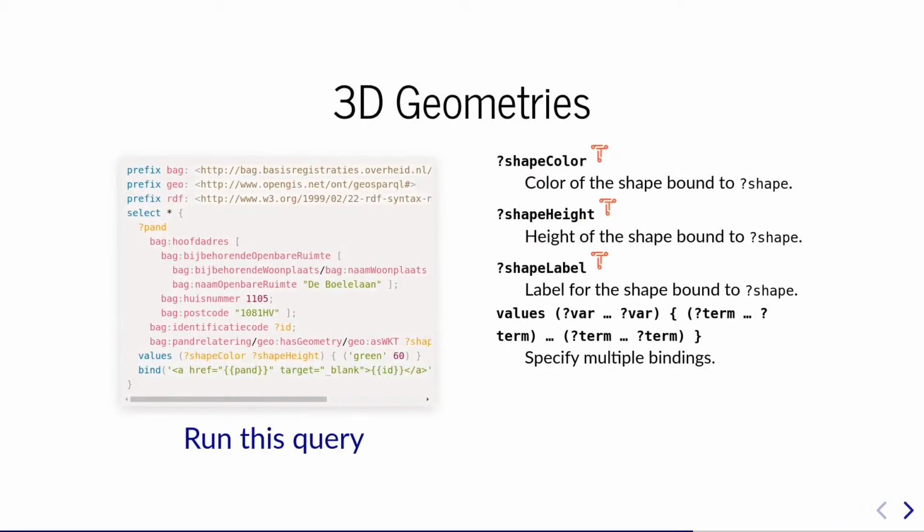Now in our next query, we build a little bit more on top of the previous query, because in the previous query we already saw that we specified a shape label. And this shape label was subsequently used when you were clicking on a shape, it was displaying this label. It's also possible to specify the height and the color. And again, this is what the triple icon indicates. These things are specifically interpreted by TripleDB.